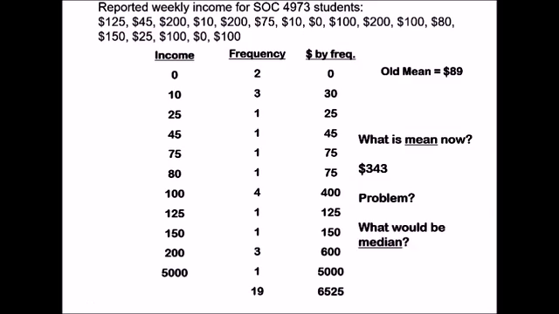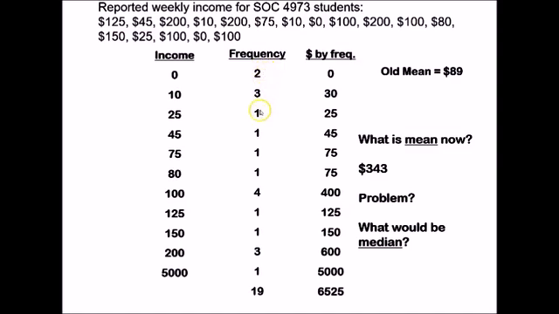So let's calculate then the median. So what would the median be? We have 19 cases. So what would the middling case be? Of course, the middling case would be the 10th case. And so we would count down to the 10th case.